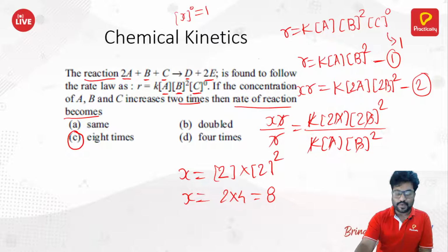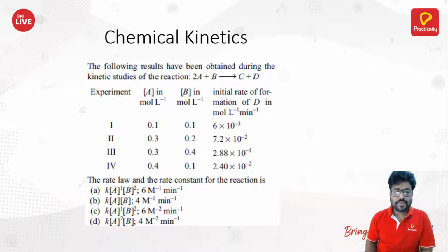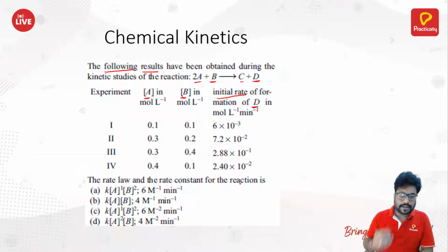Okay, so moving ahead. Next, the following results have been obtained during the kinetic studies of the reaction 2A plus B gives us C plus D. Now they have given us the experiments. You can see here there are 4 experiments which they have performed. Concentration of A and concentration of B are given, and the initial rates of formation of D are given. So the rate law and the rate constant for this particular reaction is.